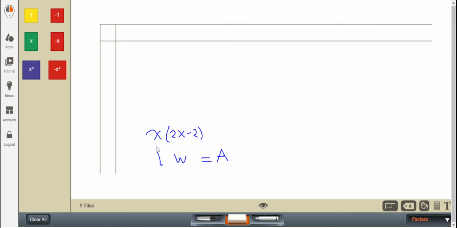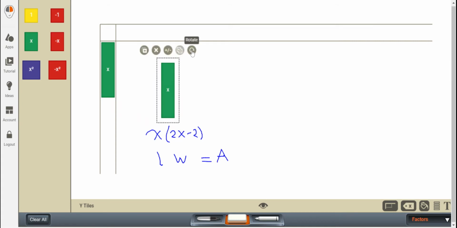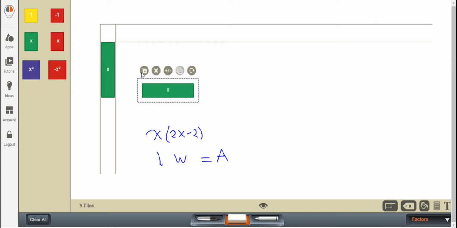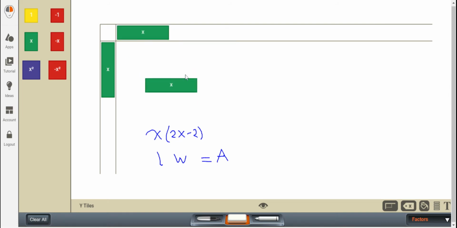So let's begin with our x tile that represents the length. And what I'm going to do this time is put it on this frame. So that is the length of x, whatever that number is. Again, it doesn't matter. And then the width is going to be the second factor, which is 2x minus 2. Well, I need 2 of the x, so I'm going to bring 1 here, and then I'm going to rotate it, and I'm going to copy it afterwards. So I need 2 of them. So I'm going to place these this way.